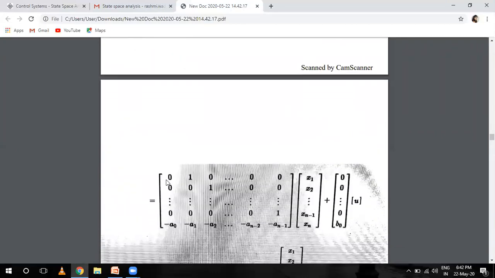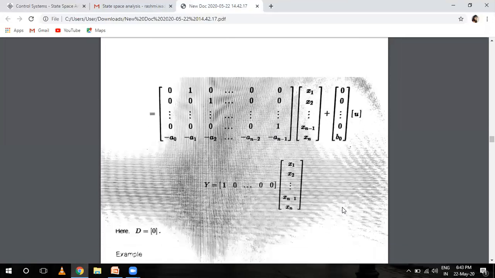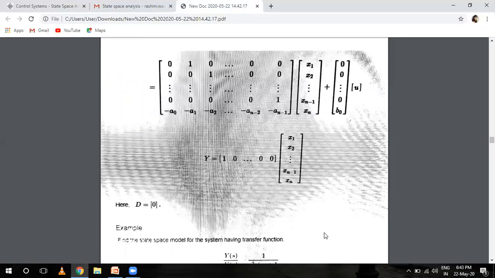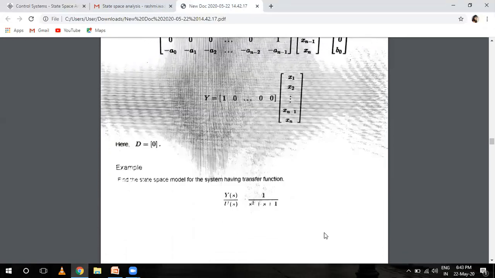And what about the remaining matrix? It has an identity part, which we call the unit matrix, where only diagonally we take 1 and the rest 0, and minus a naught, a1, a2 and so on, then x1, x2 up to xn. B has 0, 0 up to b naught into u, and y becomes 1 0 and x1, x2 up to xn, and here D is equal to 0.